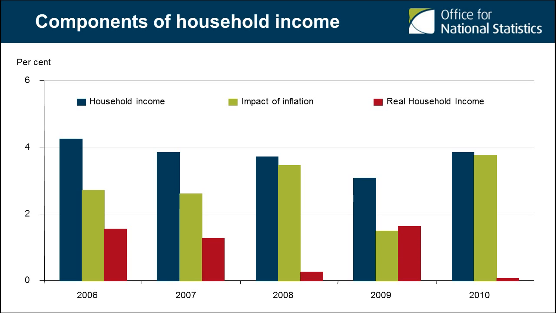We can see that in 2008, with a higher level of inflation than in previous years, the growth in real household income was low, standing at 0.3%. In 2009, even though the growth of household income was less than in 2008, with a lower level of inflation, real household income actually increased by more in 2009 than in the previous year. Looking at 2010, the growth of household income was larger than in 2009. However, with a higher level of inflation in 2010, real household income growth was just 0.1%.